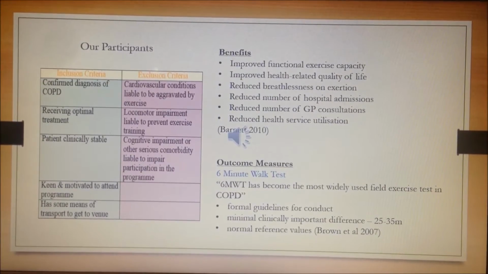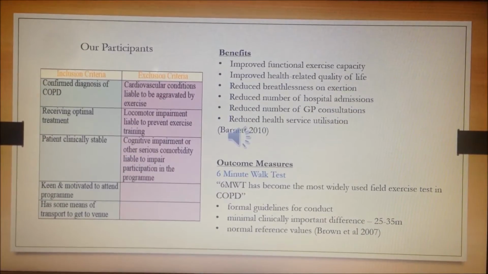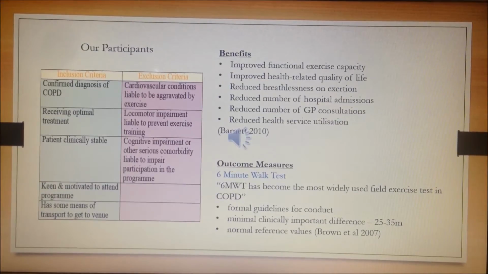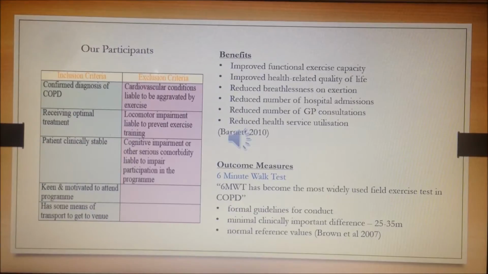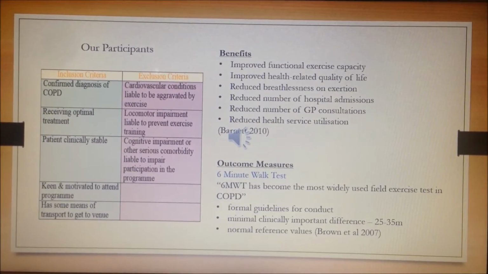Now on to our outcome measures. We've got the 6-minute walk test, and Brown et al. has shown that the 6-minute walk test has become the most widely used field exercise test in COPD. It's got formal guidelines for conduct, a minimally clinically important difference of 25 to 35 meters, and it's got normal reference values.